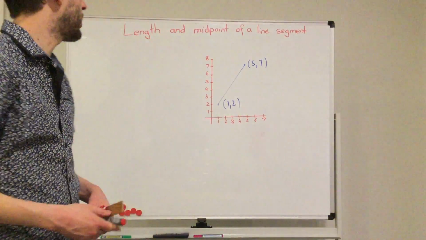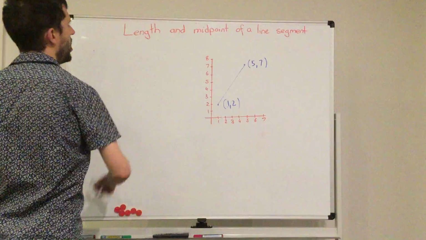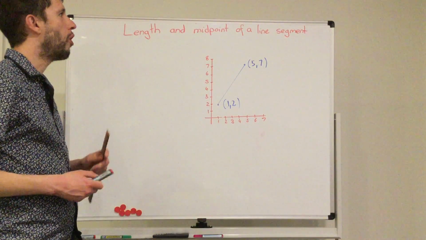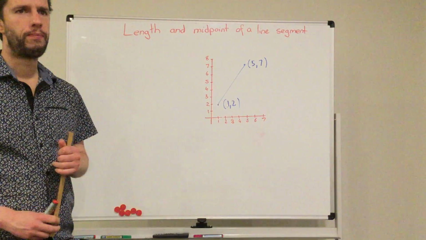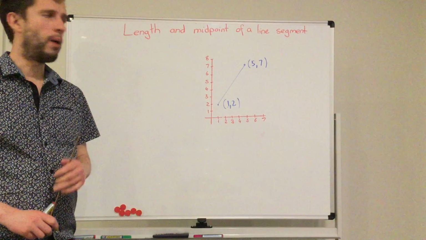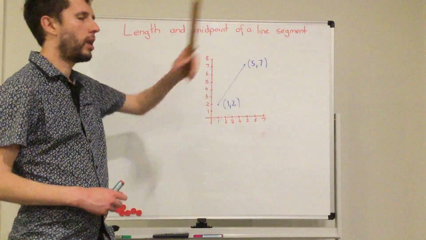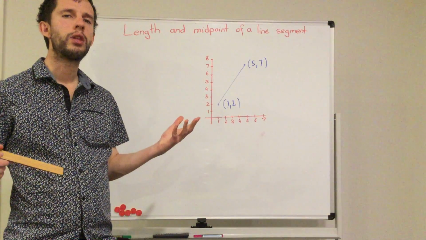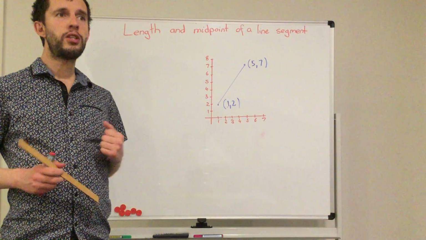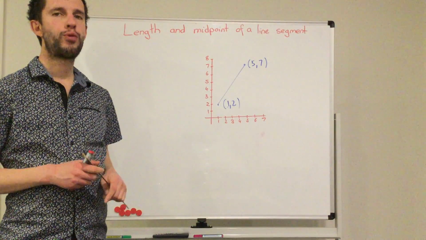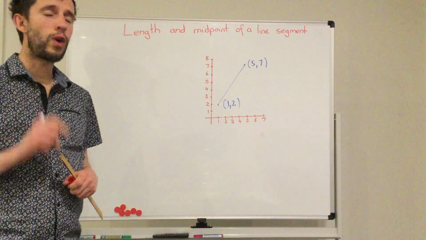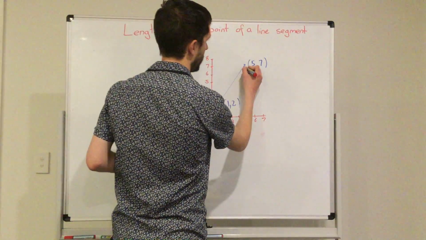So our focus is we are looking at the length and midpoint of a line segment. Now the first thing I want you to think about is when we're thinking about a line, how do we get the length? We need to think about what we know, our prior knowledge. And straight away, this is what I think about.